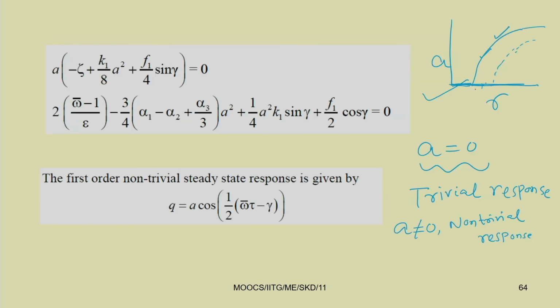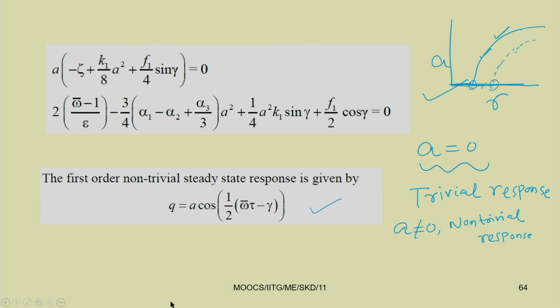Later we will study that you can have a pitchfork bifurcation here, and a pitchfork bifurcation here. Those things we will see, and we will also study the jump up and jump down phenomena when we study in detail the response of a particular system. The first order non-trivial steady state response is given by this equation.